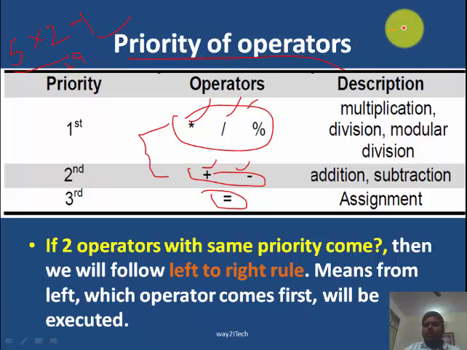But what if the expression is like 5 multiplied by 2 divided by 1? Now both division and multiplication have the same priority. In this we will follow the left to right rule. Means from left to right, whichever operator comes first, we will solve it. Like multiplication is coming first, so we will solve multiplication, then we will solve division. This is known as the left to right rule. Starting from the left, the operator which appears first, we will solve first. This will be done only if both the operators have the same priority.